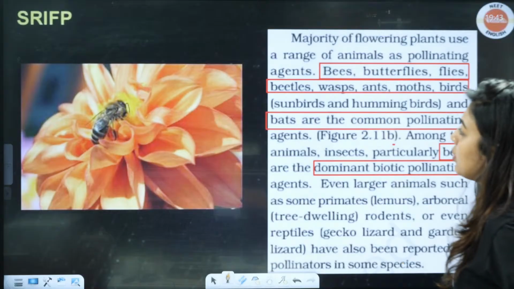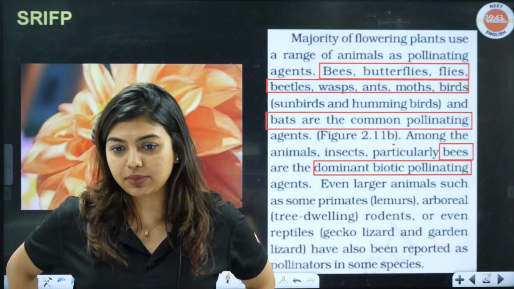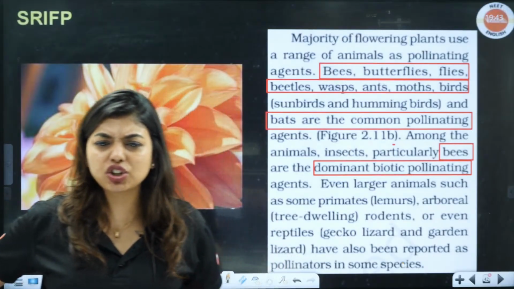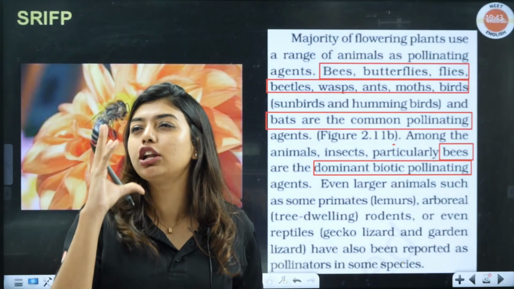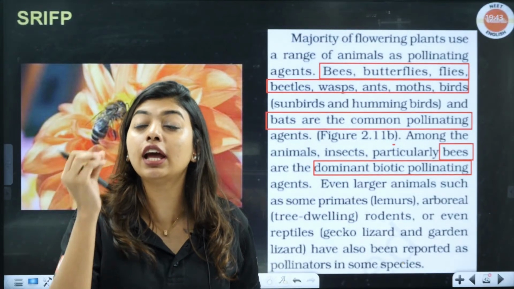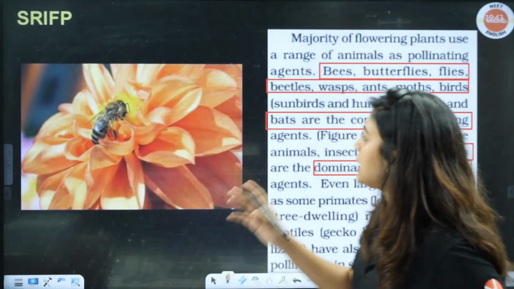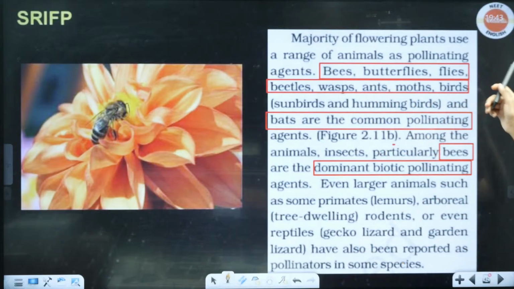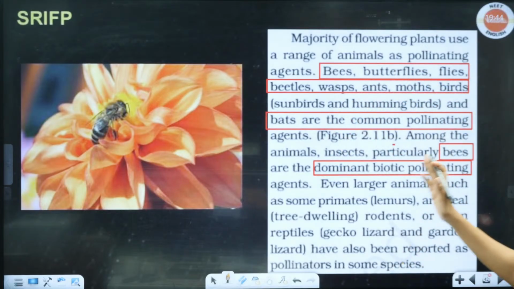Okay, come on. Now, next, students, is insect pollinated flowers. Insects are like picky people. They will not just go to any plant and do pollination. They will only choose the most colorful flowers, the ones with the most nectar, the fragrant ones. Here you see insect pollinated flowers: bees, butterflies, flies, beetles, wasps, ants, moths, birds, sunbirds, hummingbirds, and bats are common pollinating agents. Bees are the dominant biotic pollinating agents.